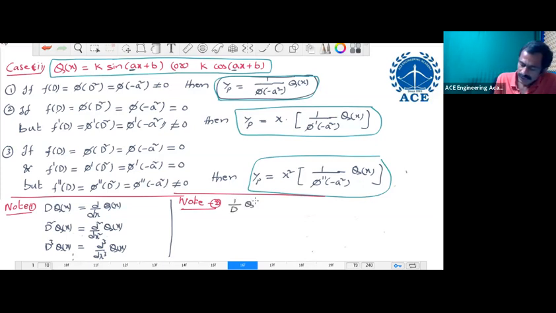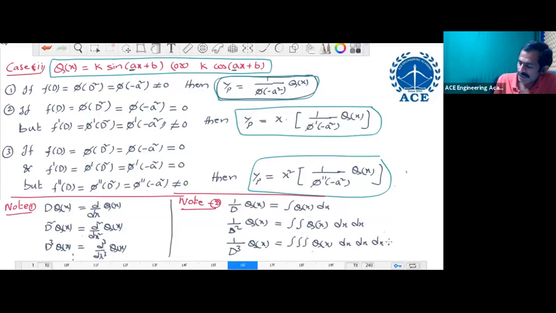1 by D of Q of x means the integral of Q of x dx. 1 by D square of Q of x equals the integral of the integral of Q of x dx dx, and 1 by D cube of Q of x equals the integral of Q of x, integrated three times, and so on.